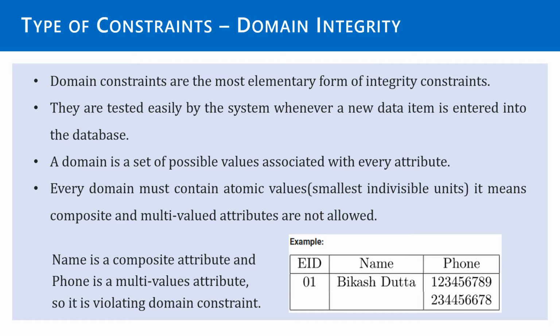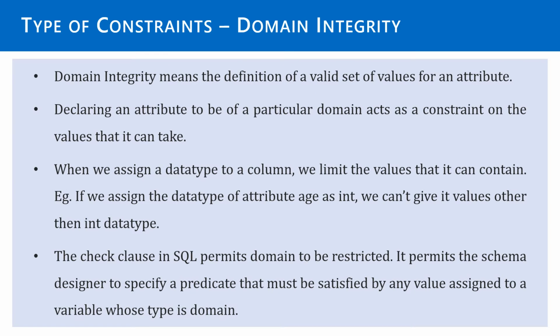So the condition that we apply on the domain can be called the domain constraints. Domain integrity means the definition of a valid set of values for an attribute. So this attribute will be holding only valid values which satisfy that particular constraint. By declaring an attribute to be of a particular domain, that can also act as a constraint on the values that it can take. For example, if a particular attribute is defined as an integer, then it can take only integer values. That can also act as a domain constraint.